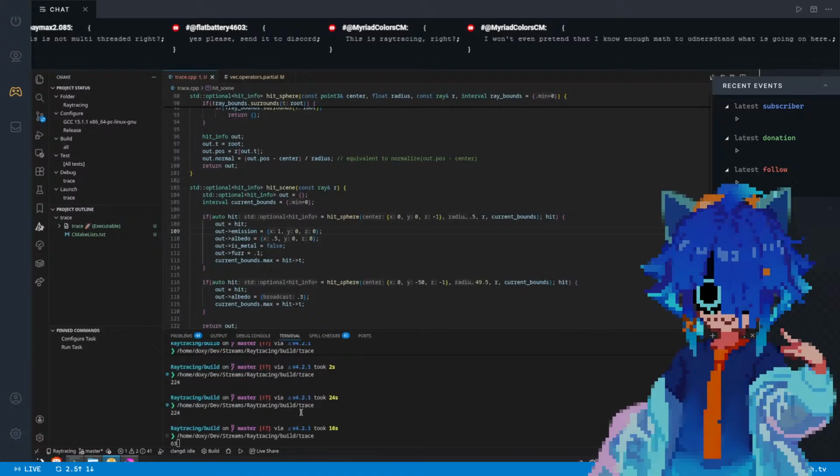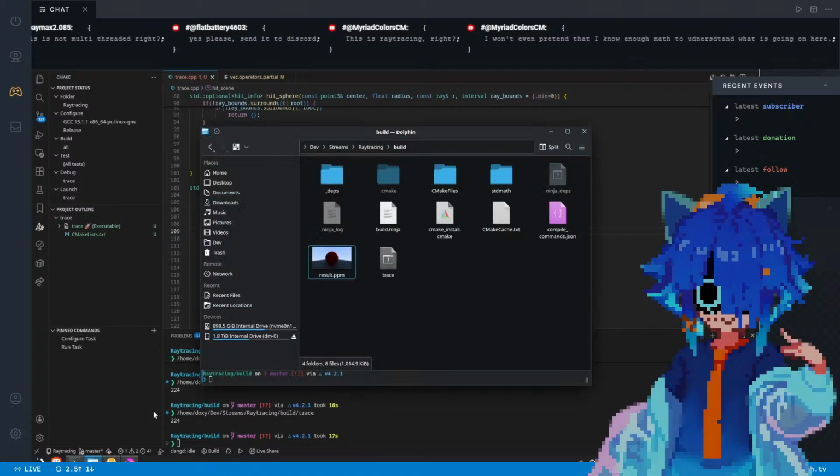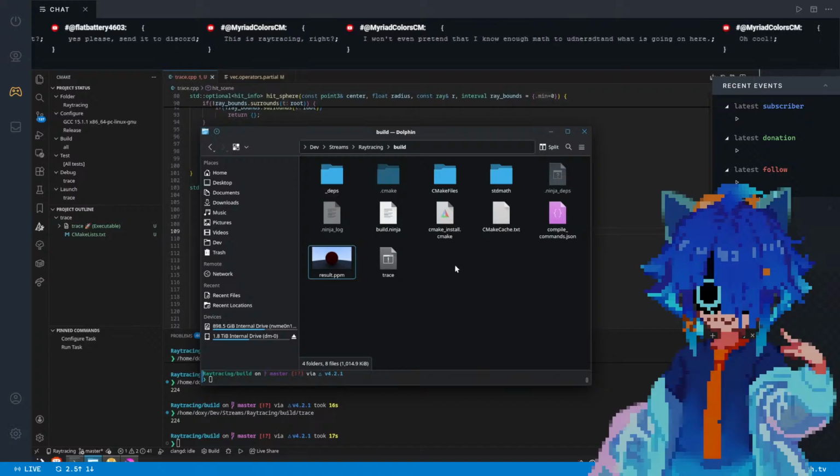This is ray tracing. I won't even pretend that I know enough math to understand what's going on here. Well, if you watch the video that I'm going to edit from the stream, and it should come out hopefully sometime this week or upcoming weekend, I believe I explained most of the math pretty clearly. If you're at all curious, Mr. Myriad.